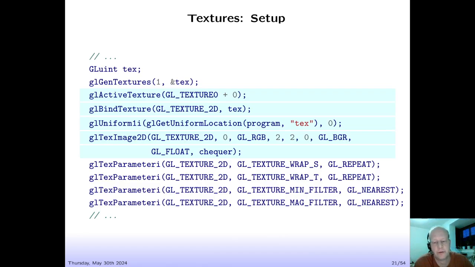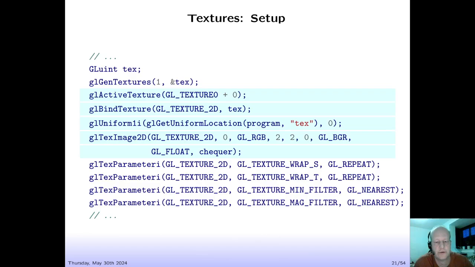And we need to also load the texture into OpenGL. So we activate the texture slot 0. We bind the generated texture variable to texture 2D. And then we also point the tex variable of the program to the texture slot 0. And then we use glTexImage2D to load the 2x2 texture into OpenGL.